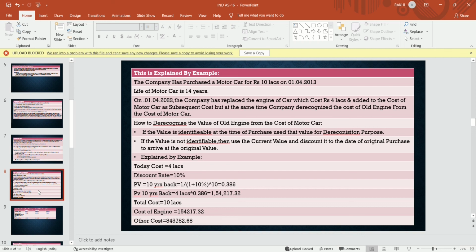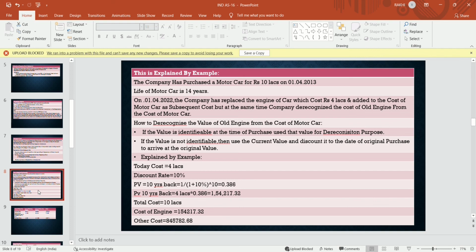So today the cost of the engine is 4 lakhs, the discounting rate is 10%, and we need the present value 10 years back, because it was purchased in 2013 and the company has replaced that engine in 2022, which is almost 10 years, and the useful life of the asset is 14 years. So 10 years before, what was the value of that engine? The company derives it by using the discounting rate.